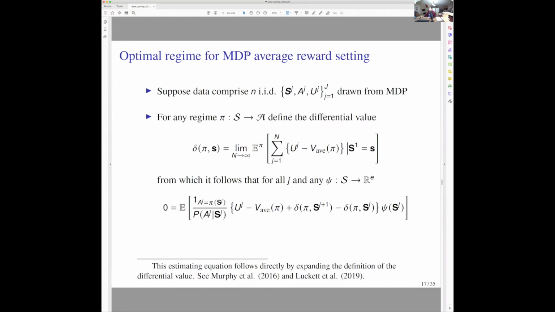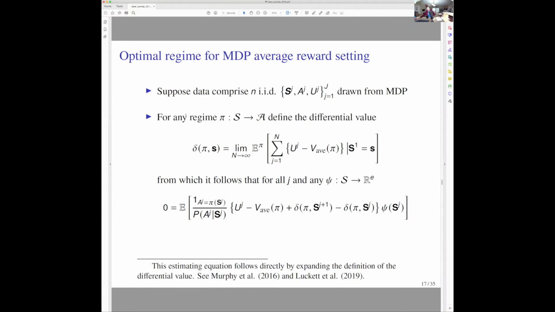First, we're just going to review how to estimate the optimal treatment regime for the average reward setting if you had an MDP. We don't have an MDP, and we're going to estimate the state from the data. But first, let's review what we would do if we did have an MDP, so it'll be clear how the plug-in estimator works. Suppose you have data that comprises n IID trajectories, Sj, Aj, Uj. Sj is the state of the Markov decision process, Aj is the action, and Uj is the utility.